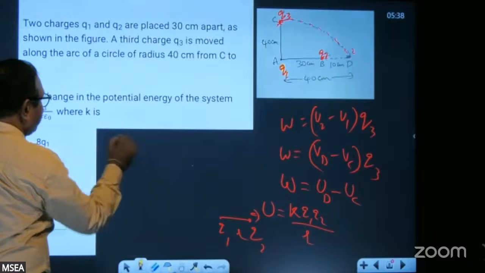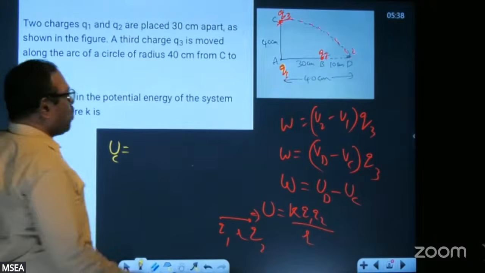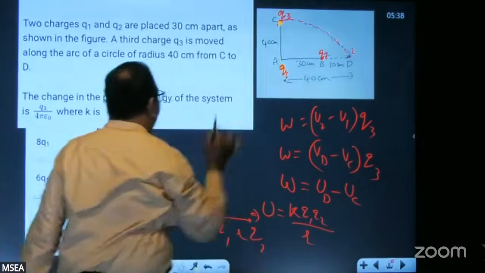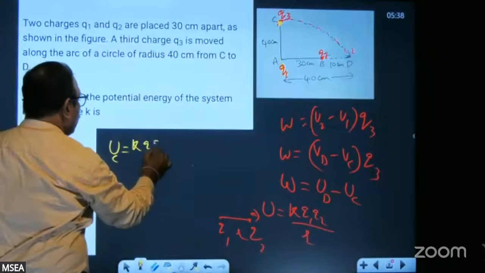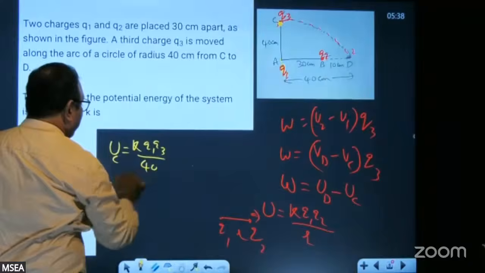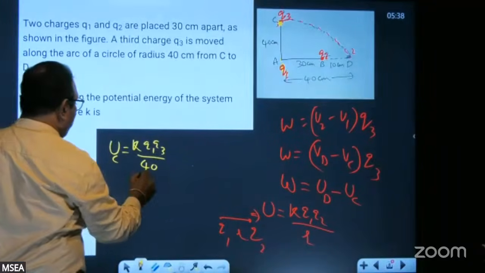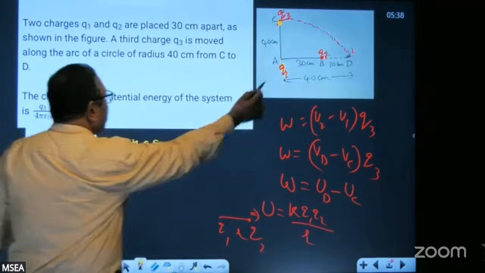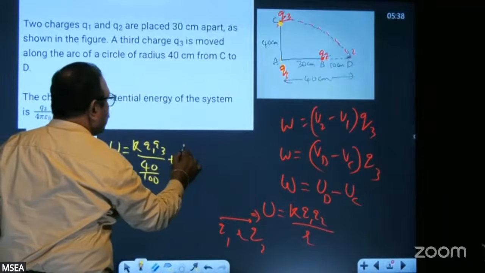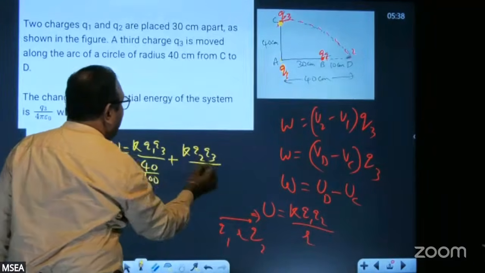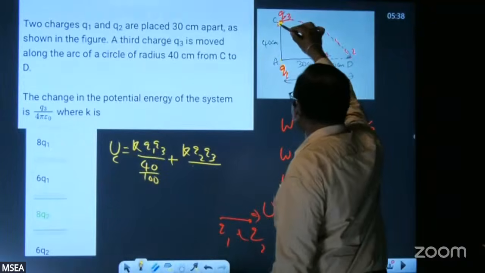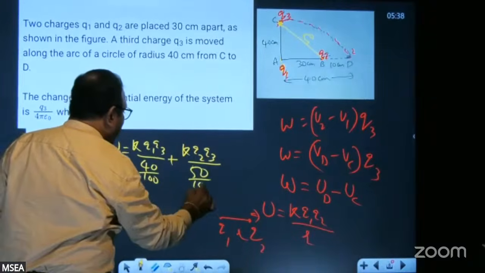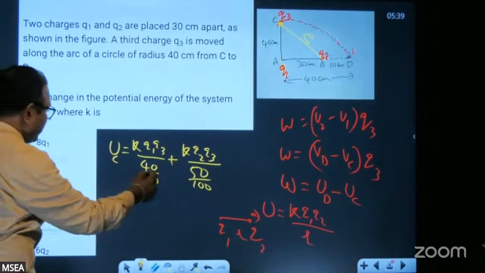At the first position, that is at C, how to calculate the potential energy? Between this point and Q1, it is K into Q1 Q3 by 40 centimeters, of course 40 by 100. Plus, between this one and Q2, it is K into Q2 Q3 by the distance. As this is 40 and this is 30, the distance of this one is 50, so 50 by 100. We are converting centimeters to meters.